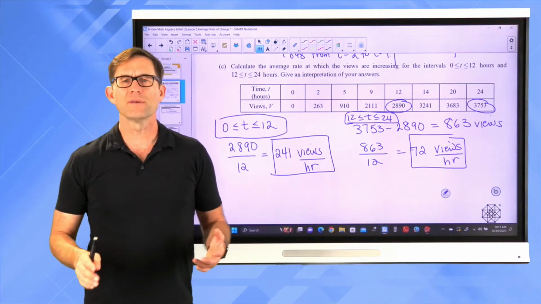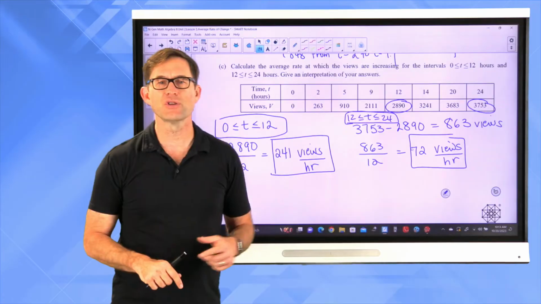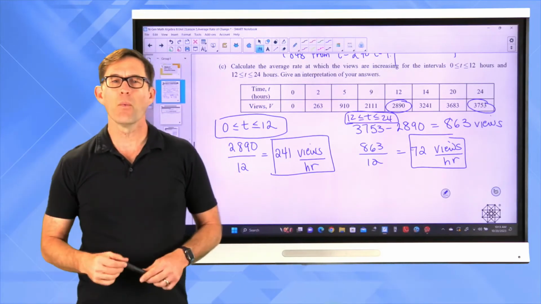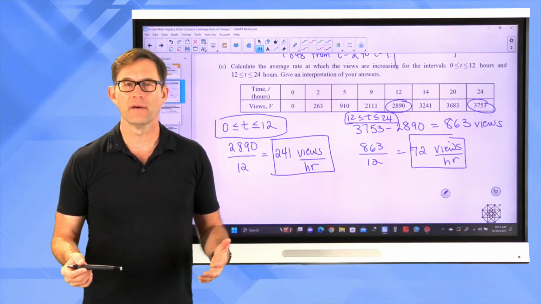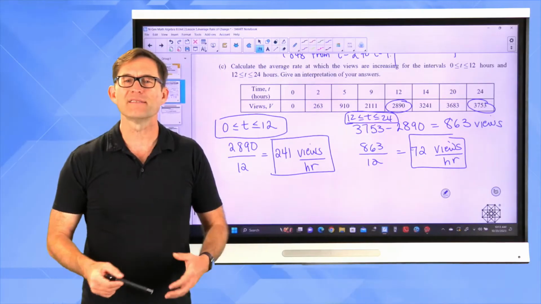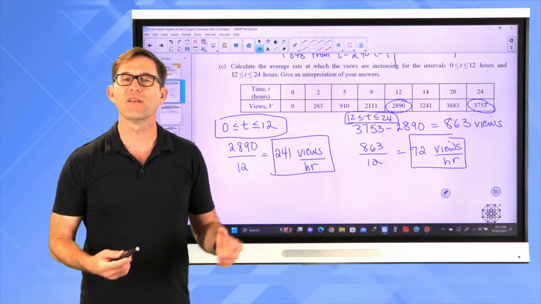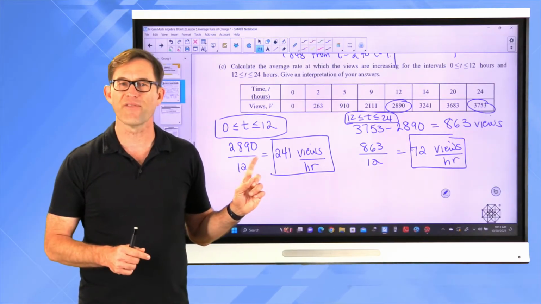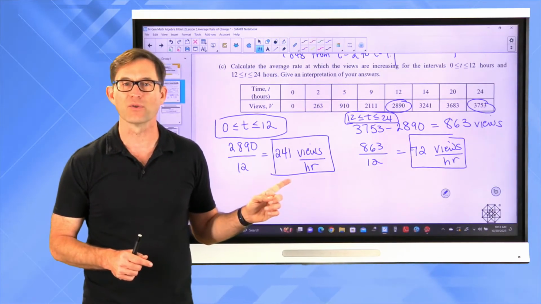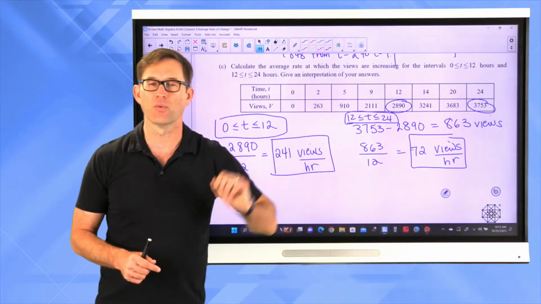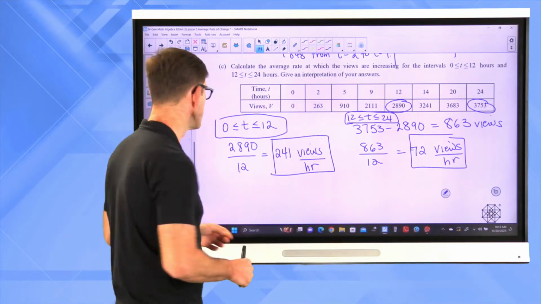Now, the problem also asks us to give an interpretation of our answers, right? And one thing that we can tell right away, the whole point of a rate is how fast something is changing. So what we can see is that the views are increasing at a faster rate for the first 12 hours than they are for the last 12 hours. And that's our interpretation.